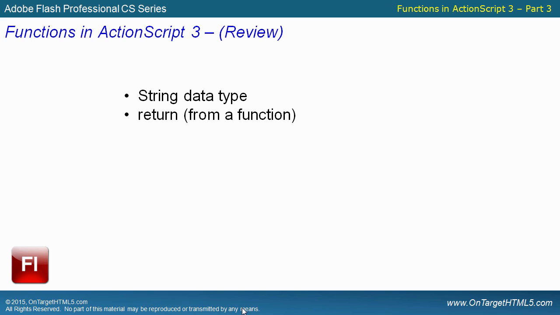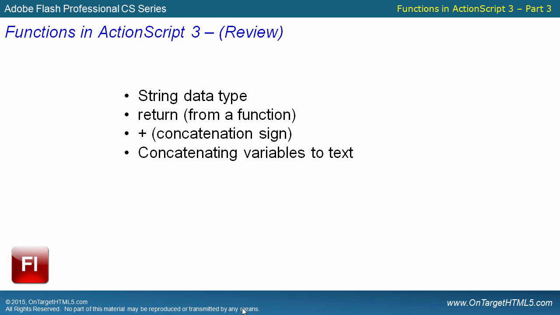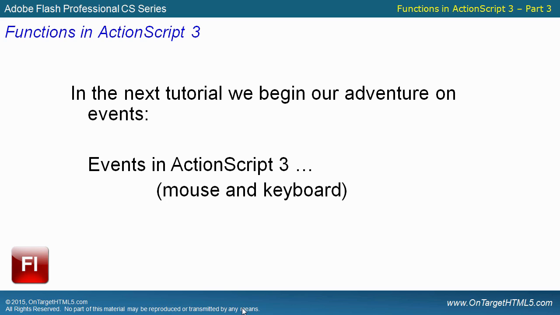Again, we looked at the return keyword inside of a function and how we can return a value from inside of our functions to outside the function. We talked about the concatenation sign, that plus sign, and again, you'll get very, very used to using that as we work through these tutorials because we use concatenation quite a bit. And we concatenated variables to text inside of our function. We looked at local variables, and we talked about the scope of variables both inside functions and outside functions.